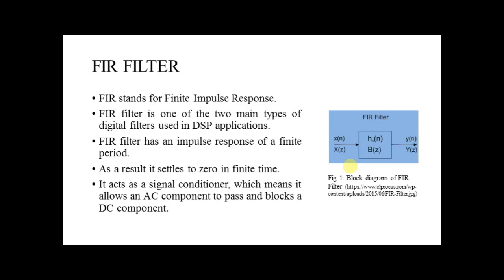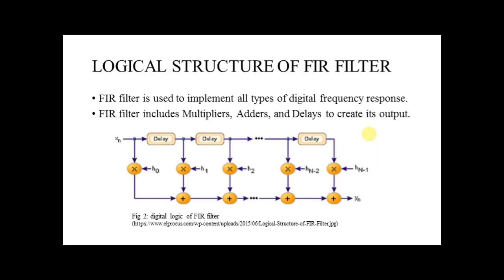That's how a FIR filter block diagram looks. There is an input signal x[n]. When it passes through a system which has a system function H[n], it will generate a y[n]. That is the logic. Next is the logical structure of a FIR filter. How does a FIR filter look?